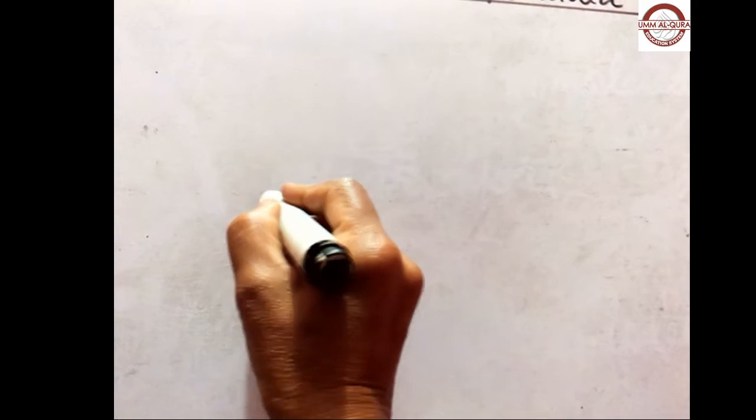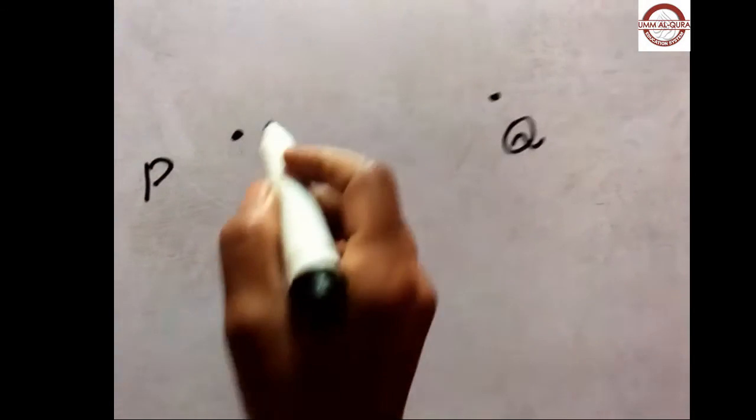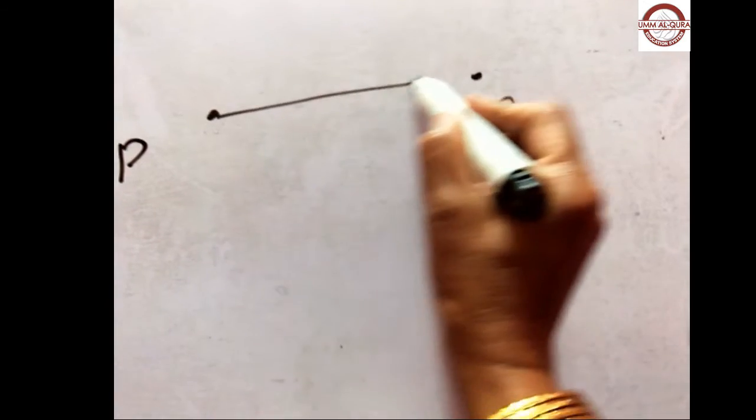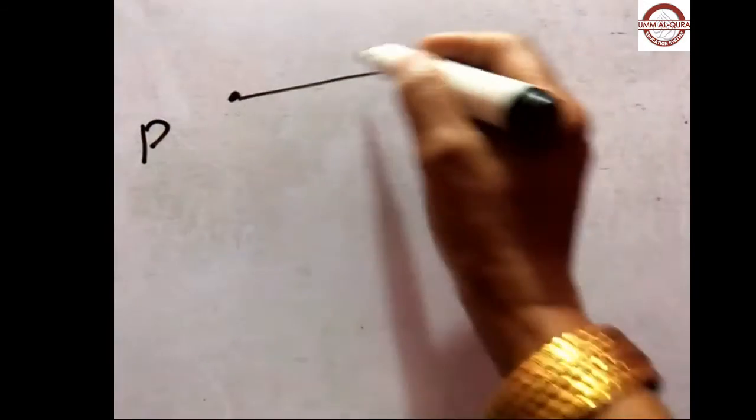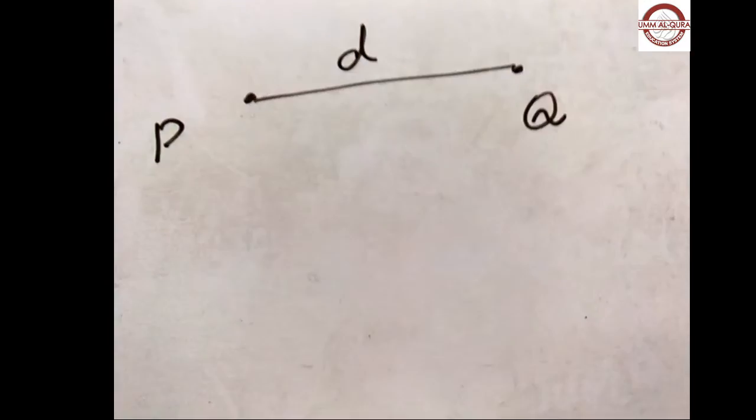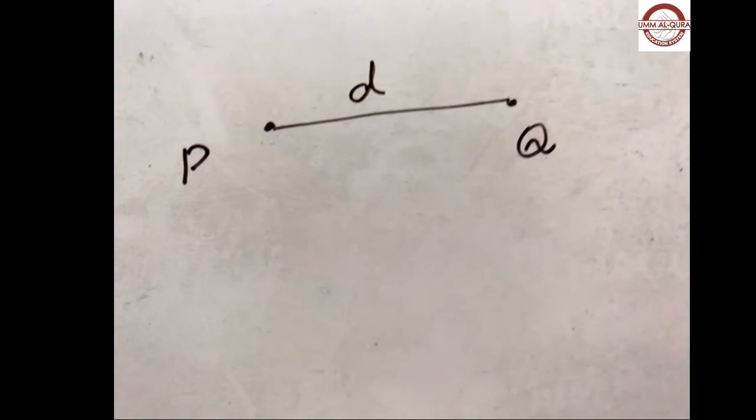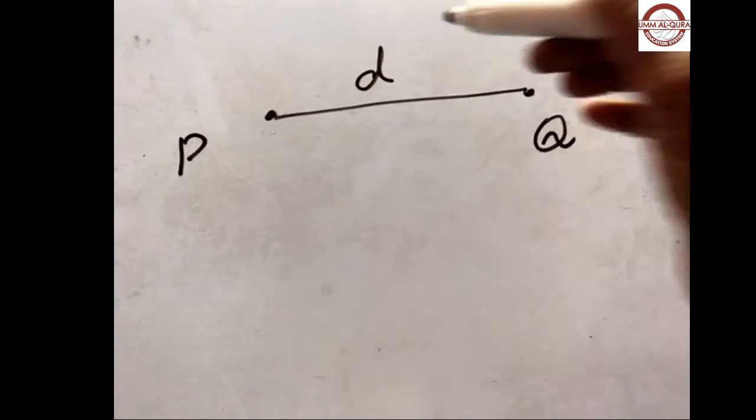Suppose there are 2 points. These are 2 points, P and Q. And the distance between these 2 points is denoted by D. This is the distance between P and Q, denoted by small d.